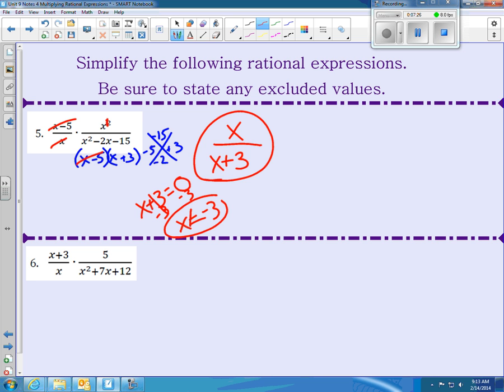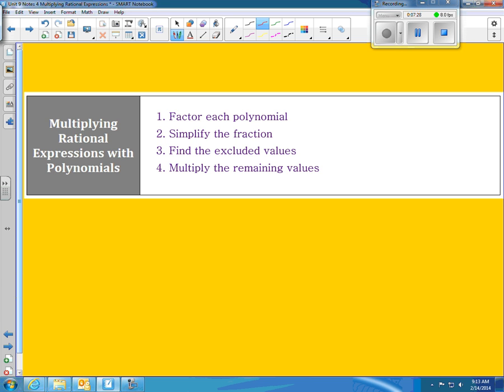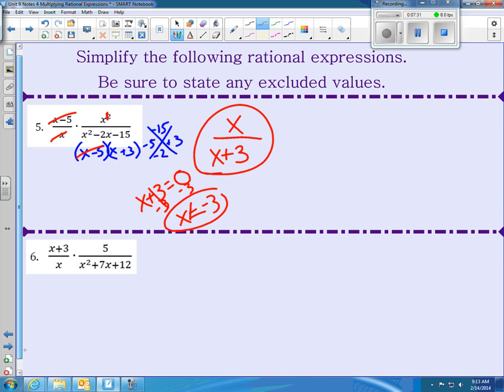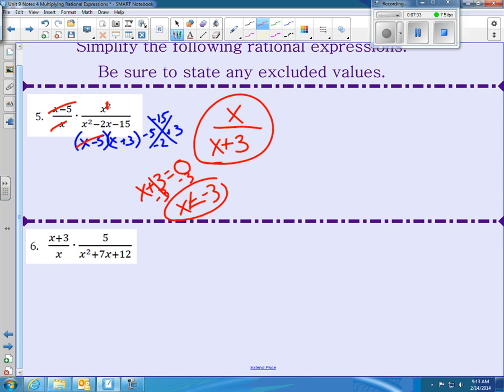Let's see it again with problem 6. Whoop, that moved us the wrong way. There we go. Problem 6. So the top x plus 3 and 5 are factored. Those are good. On the bottom, here again, we're doing our plus 12, plus 7, and that gives us 3 and 4. Here we can use our shortcut, x plus 3, x plus 4.